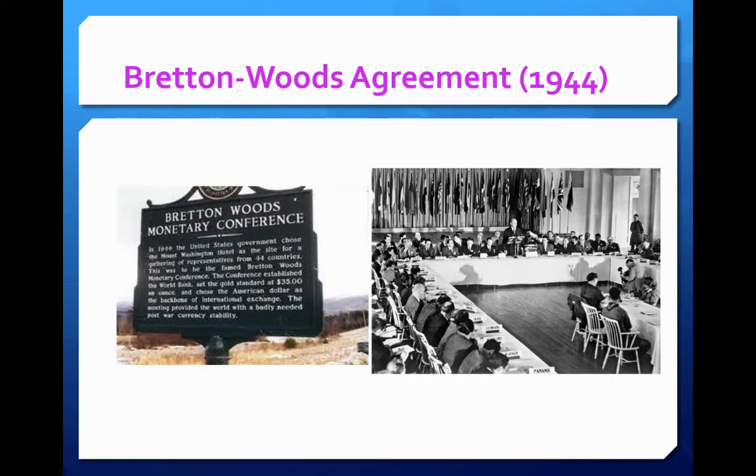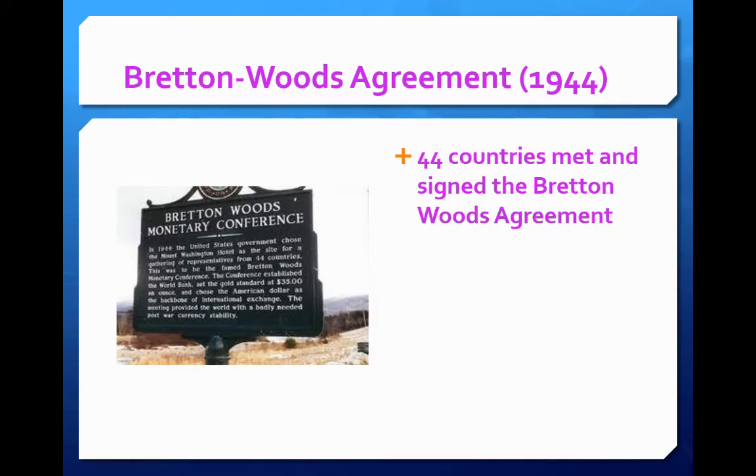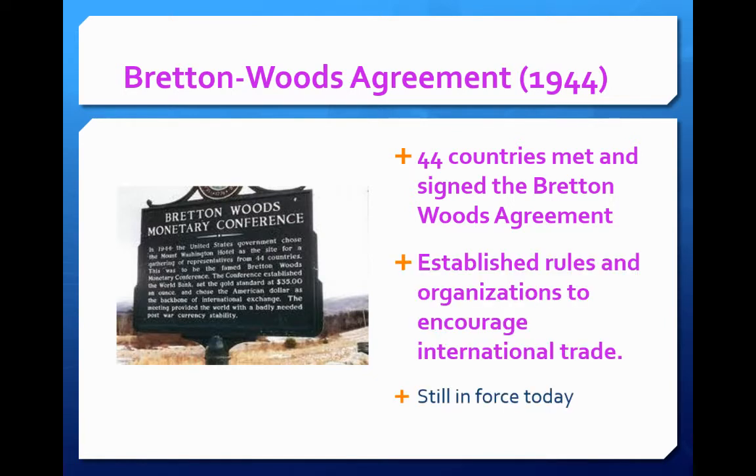The United Nations had a really important meeting in the United States, and it was called the Bretton Woods Conference, and they came up with an agreement that was called the Bretton Woods Agreement in 1944. So there were 44 countries that signed the Bretton Woods Agreement, and they established rules and organizations to encourage international trade. Right, the goal here was to achieve long-lasting peace, and they figured a good way to achieve long-lasting peace was to encourage countries to trade with each other.